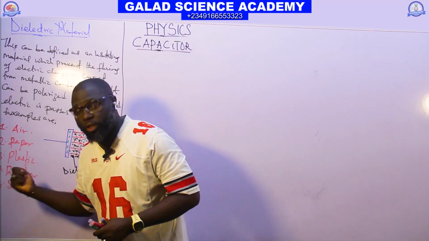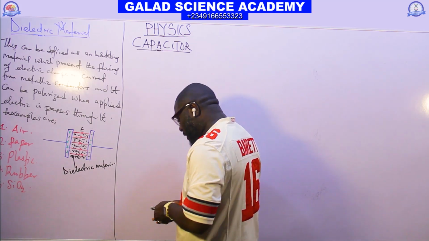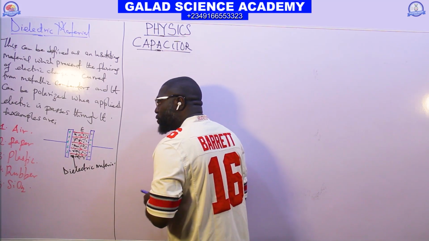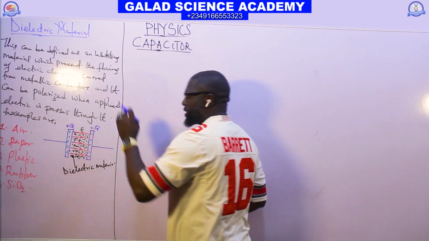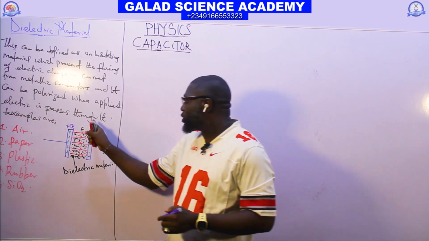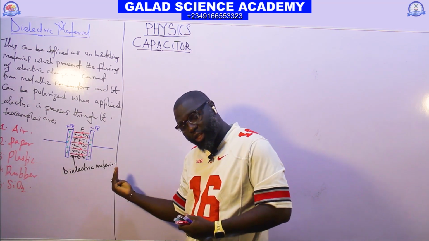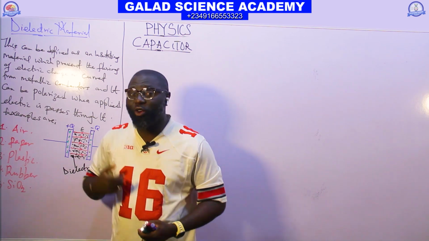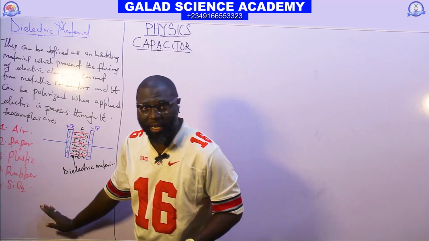Once this dielectric material is here, it will prevent the electric field from moving from the positive plate to the negative plate. So it is an insulating material which prevents the flowing of electric field, electric charge or electric current from one plate to another. That's what we call dielectric material.